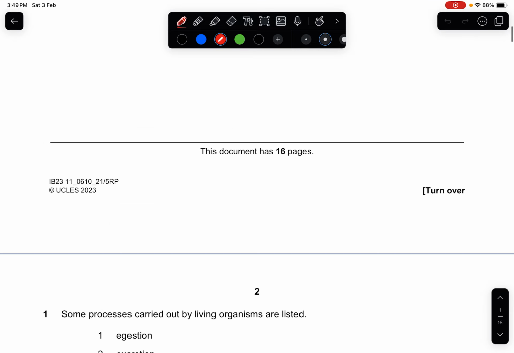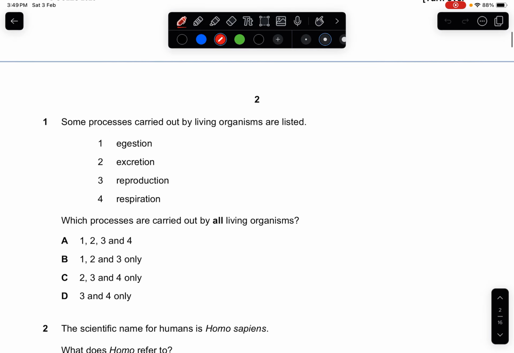So let's start off with the first question. Some processes carried out by living organisms are listed. So we have digestion, excretion, reproduction, and respiration. Which processes are carried out by all living organisms? So this has to correspond with Mr. Grant, which is movement, respiration, sensitivity, growth, reproduction, excretion, and nutrition. Alright, so let's know which one is the correct answer.